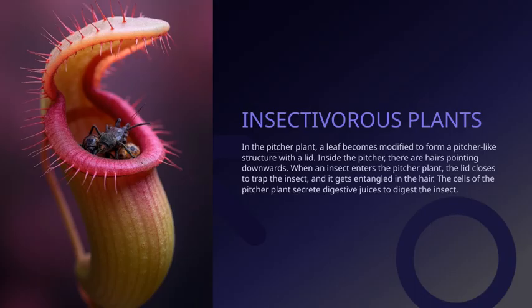Once trapped, the insect becomes entangled in the downward-pointing hairs, making escape difficult. The plant then secretes digestive juices from specialized cells lining the inside of the pitcher, breaking down the insect's body and absorbing the nutrients. This process highlights how these plants have evolved to supplement their nutrient intake in nutrient-poor environments. Overall, insectivorous plants like the pitcher plant demonstrate incredible adaptations that enable them to thrive where other plants might struggle.